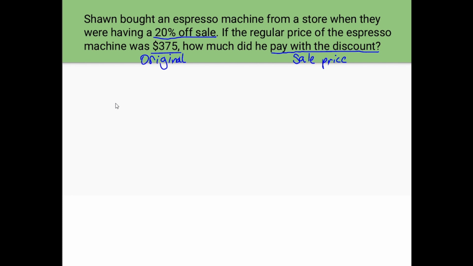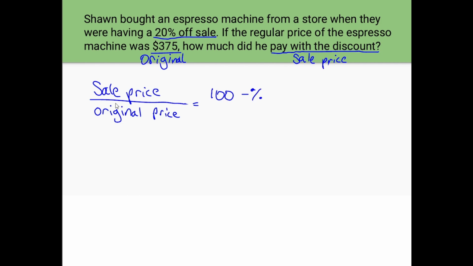Okay, so we got sale price, we got original price. That means we're going to be using this formula. So we got sale price over our original price equals, let's see, it's a sale, so it's going to become lesser, right? The original price, it's going to go down. So we're going to do 100 minus the percentage over 100.